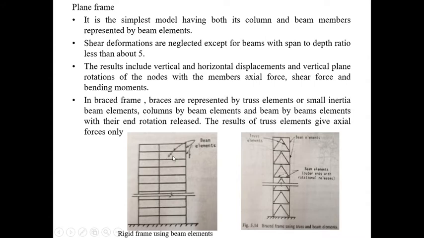So here we have seen the rigid frame, where the columns and the beams are represented as beam elements. These are the columns, and these beams are also represented by beam elements. In this case, the shear deformations are neglected, except only in the case of beams with a span to depth ratio of less than about 5.